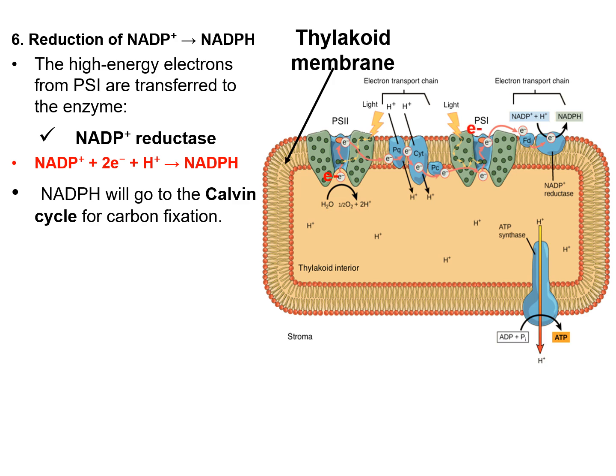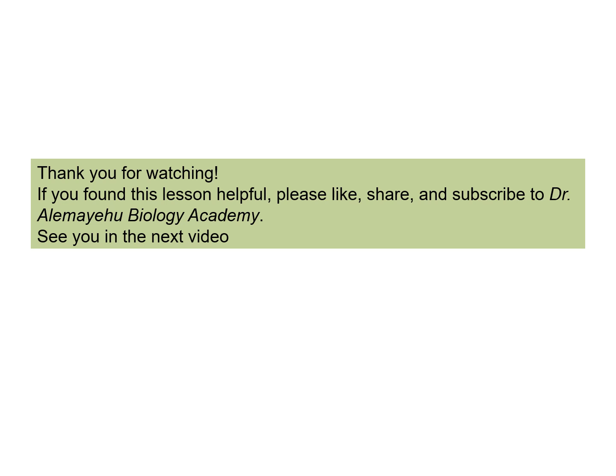Here, electron from photosystem 1 is accepted by NADP+, and this is replaced by electron which comes from photosystem 2.